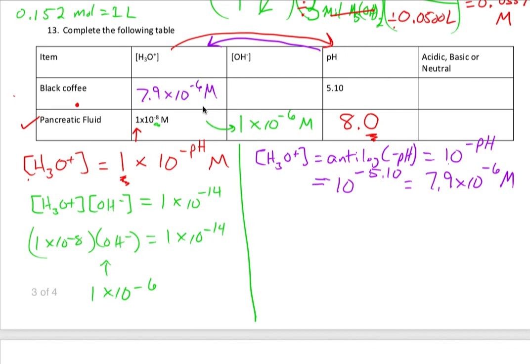Now going from hydronium to hydroxide, we're still going to use this formula, but we can't just do this simple addition math of the exponents. Instead, I have to solve for hydroxide. Let's do that. If we take this formula here and divide both sides by the hydronium concentration, I get this formula. Plug in that value.